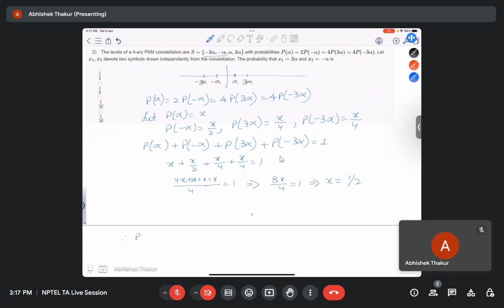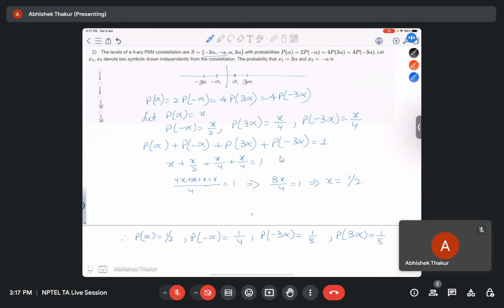Therefore, probability of alpha is equal to 1 by 2, probability of minus alpha is equal to 1 by 4, probability of minus 3 alpha is equal to 1 by 8, and probability of 3 alpha is equal to 1 by 8.